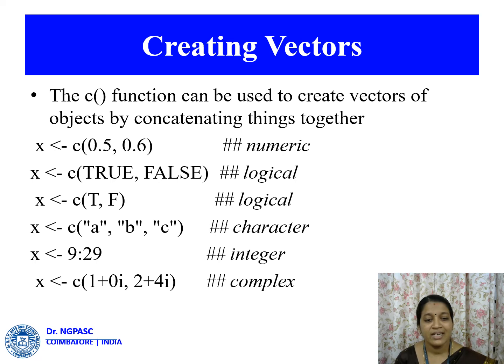Then I have created a vector of a, b, c, considered as a character. Then x as 9:29 is an integer, a sequence of numbers from 9 to 29. So it is an integer object. Next I have created a vector 1+0i, 2+4i. It is a complex vector.